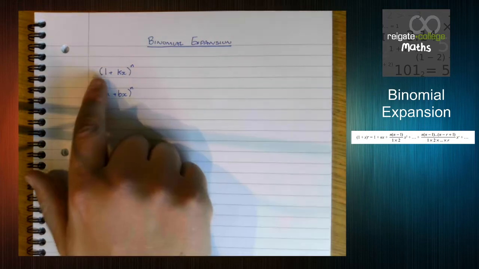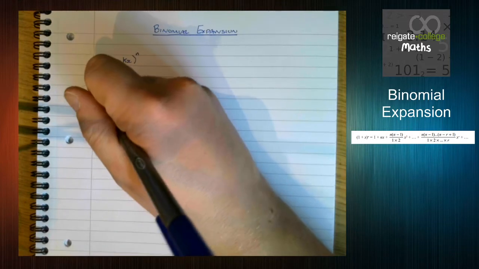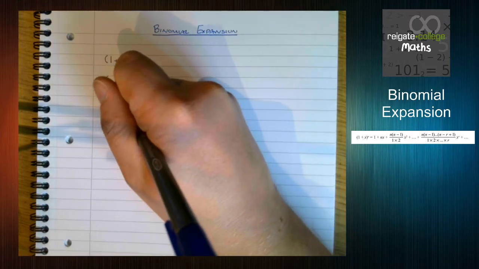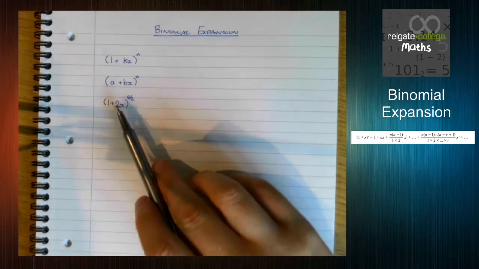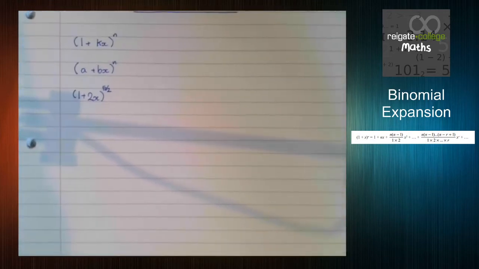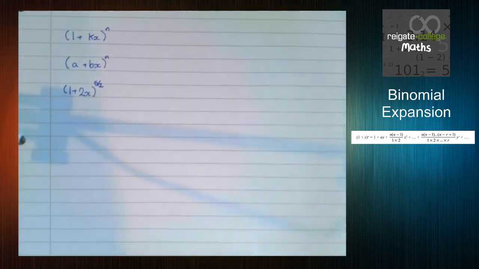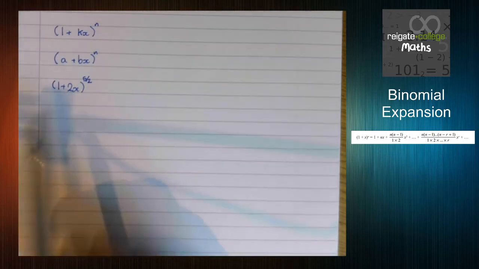So for a start, let's have a look at this first example, using the binomial expansion to expand 1 plus 2x to the 5 over 2. Okay, so in this case, n, our power, is 5 over 2, and we can see that instead of having 1 plus x, we've got 1 plus 2x. Now, as I said, this is not too much of an extension, because all we're going to do is, instead of having x in the formula, we're going to replace that with 2x in this case, or whatever this ends up being.